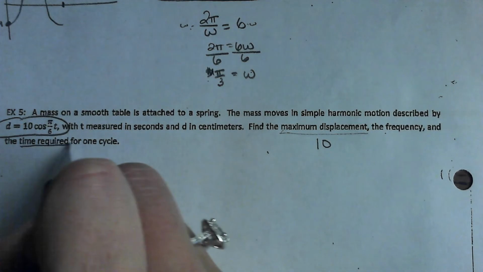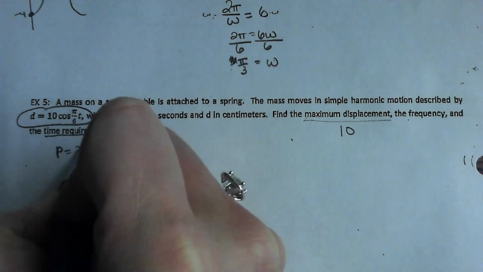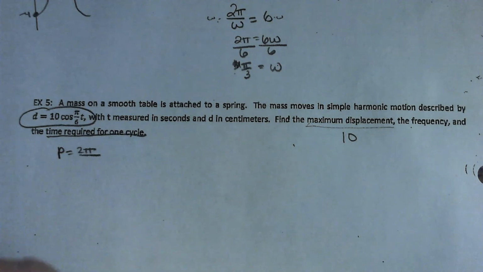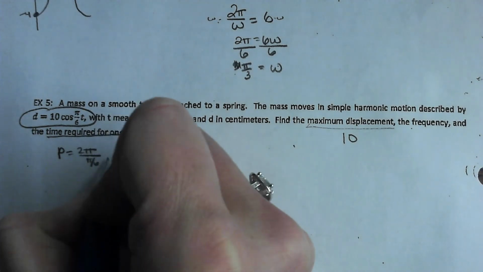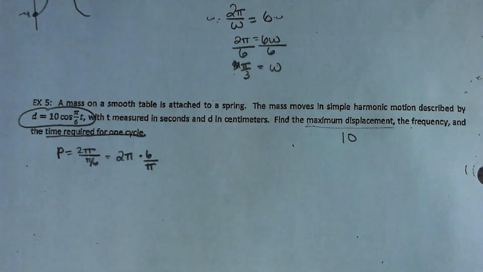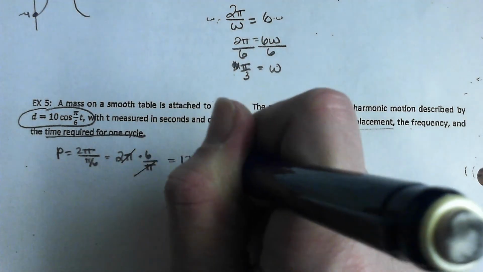The time required for one cycle is your period. So period equals 2 pi over, and our B value, or our W value in this case, is pi over 6. So most of us would probably keep, change, flip. Pi's cancel. 12 seconds.